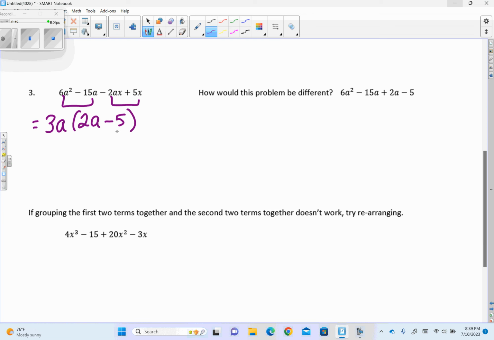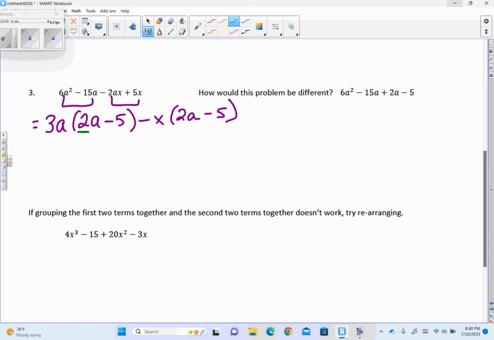And you notice that negative 2ax, since that's negative, I'm going to pull a negative out here. So if I have negative x and I want negative 2ax, then I need 2a. And again, be careful with the signs. If I have negative x and I want positive 5x, then I'm going to need to multiply by a negative 5.